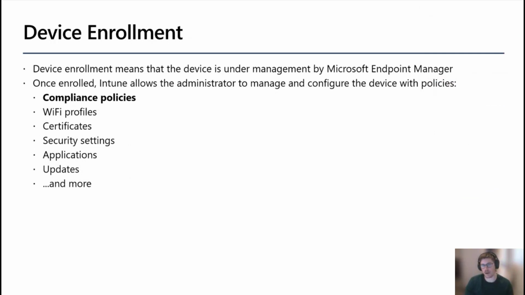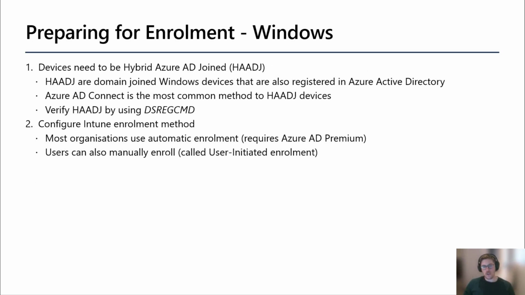So as I said, we're going to be using Microsoft Endpoint Manager to check the compliance state of the device by enrolling the device. But what is enrollment? Well, enrollment means that the device has been configured to be under management by Microsoft Endpoint Manager. This allows the administrator to control and manage the device. So there's really only a few steps to take before you can start enrolling domain joined devices into Intune. First, the device must be hybrid Azure AD joined. Hybrid Azure AD joined simply means that the device is domain joined, but is also registered in Azure Active Directory. For this scenario, Azure AD Connect has already been configured.